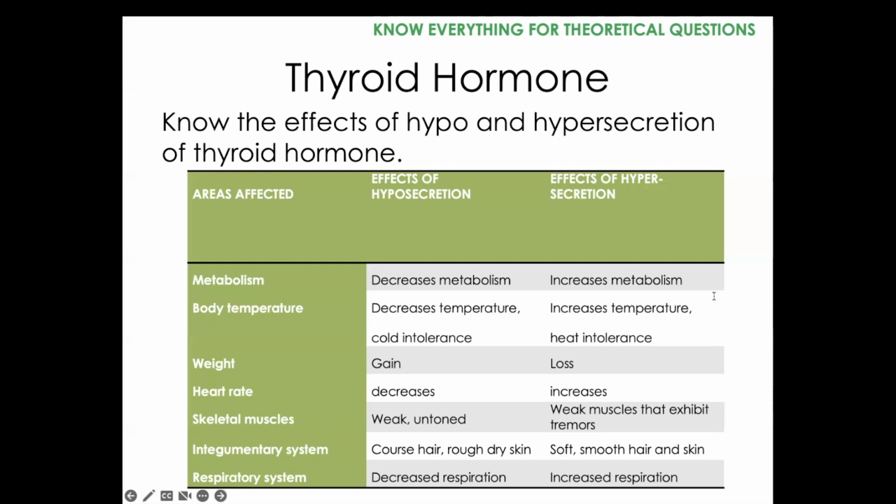If thyroid hormone is being hypersecreted, so too much of the hormone, you will see an increased metabolism, increased body temp, and a decreased ability to withstand hot temperatures. You will see an increased weight loss. You will see an increase in your heart rate. You will have weak muscles that exhibit tremors. You will have soft, smooth hair and skin. You will have an increased respiration rate.